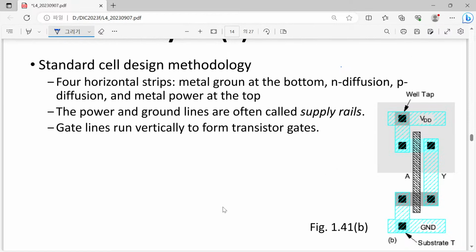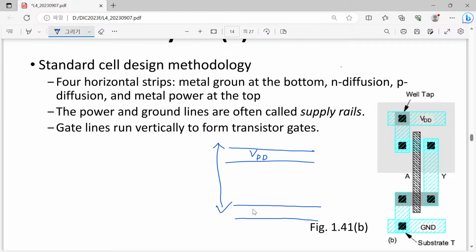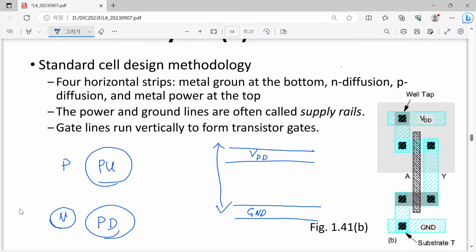Here we have an upper part and a lower part. In the upper part the VDD line runs horizontally, and here we have the ground line running horizontally. Between them, since our technology always considers PU, pull-up, and pull-down, pull-down is usually done with N MOSFET and pull-up is done with P MOSFET. So here N is related to the N diffusion layer, and this is related to the P diffusion layer.